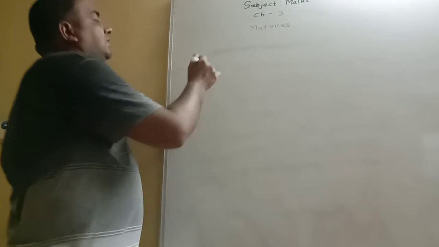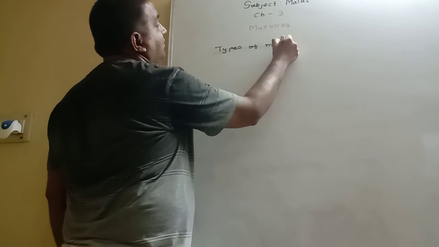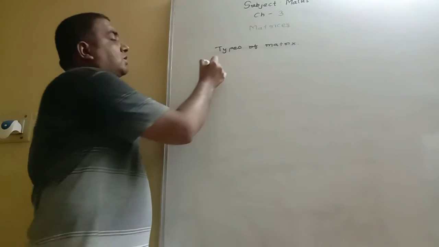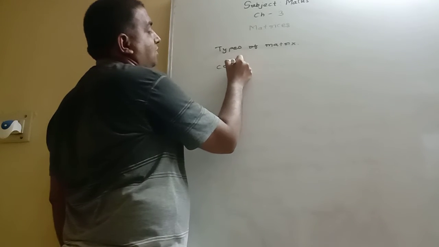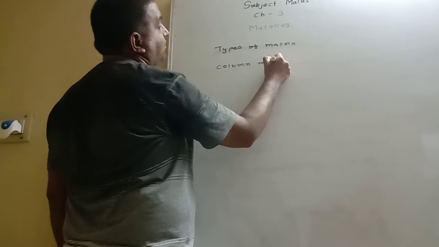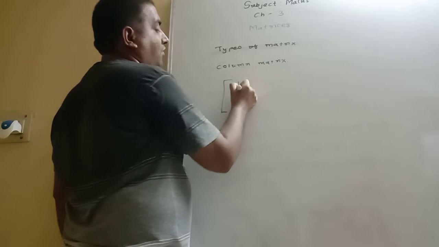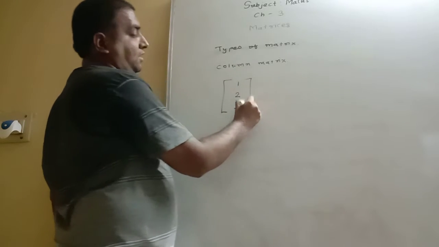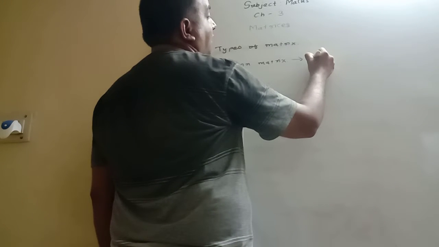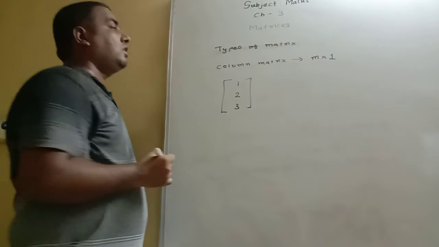Now let's see the types of matrix. So first, column matrix. If all the entries are written only in one column, like 1, 2, 3, then it is called a column matrix, meaning the matrix which has the order m into 1, only one column, it is called a column matrix.